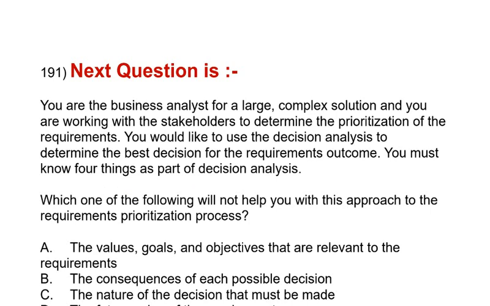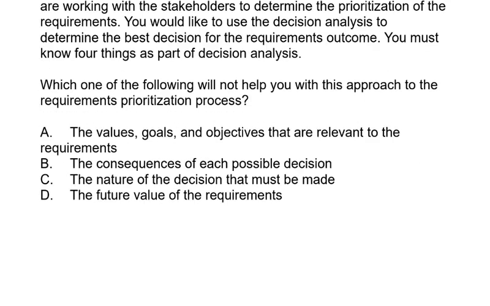Question is, you are the business analyst for a large complex solution and you are working with the stakeholders to determine the prioritization of the requirements. You would like to use the decision analysis to determine the best decision for the requirements outcome. You must know four things as part of decision analysis. Which one of the following will not help you with this approach to the requirements prioritization process?